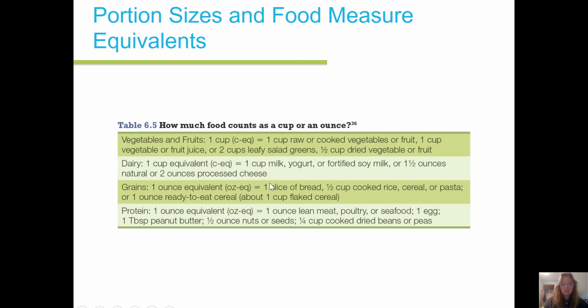So you can see, for example, for grains, 1 slice of bread could be equivalent to 1 ounce, or a half a cup of cooked rice or a half a cup of cooked pasta is equivalent to 1 ounce. So that can be very helpful when you're determining how much food you ate as far as that particular food group.